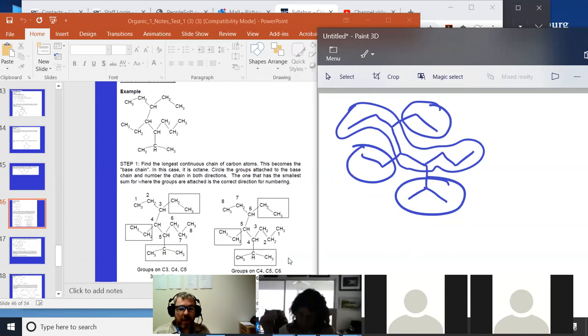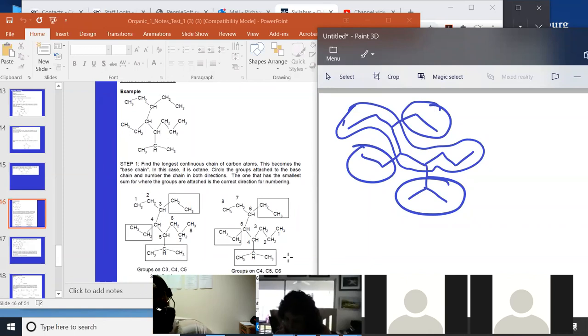So the idea is I have to number it so that the numbering is the smallest possible numbering set that I can come up with. And one way that I can do that is to add them all together and see which comes up with the smallest sum. So 3, 4, and 5 is 12, 4, 5, and 6 is 15. That's why I'd go with the numbering from the left rather than the right.